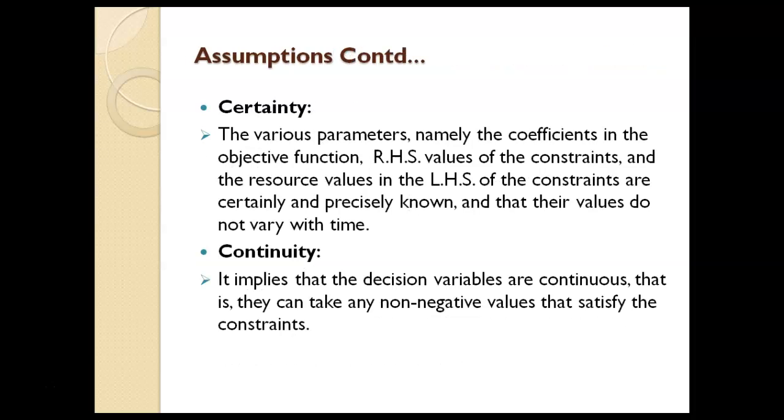Next is certainty. Various parameters, namely the coefficients in the objective function, right hand side values of the constraints, and the resource values in the left hand side of constraints are certainly and precisely known, and their values do not vary with time. Okay, so the parameters are deterministic, fixed values. Their values do not change with time. So this is another assumption. That is why these linear programming models are also called deterministic models. They are not probabilistic.